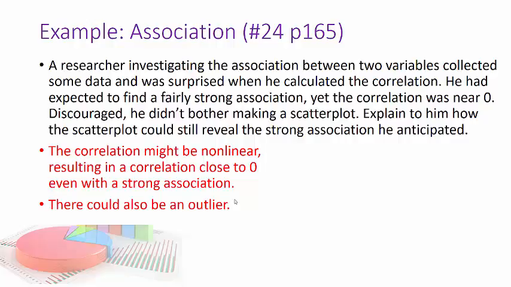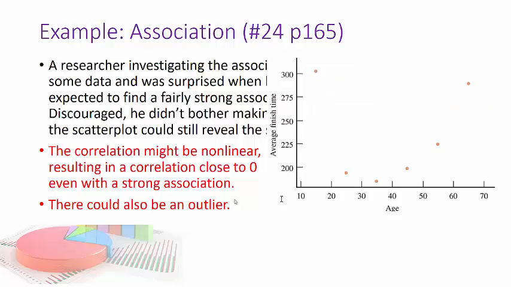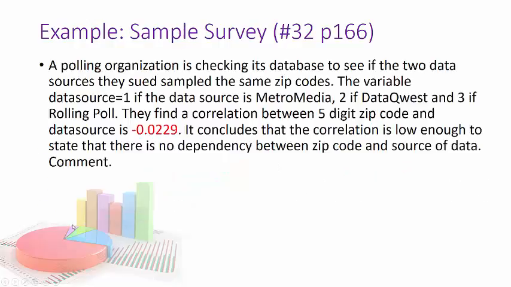All right. So in this example, we've got average finish times versus age. And you can see there does seem to be a correlation with age and finish time, but we have this one outlier, which is giving us a very low correlation. In our next example, it's problem 32 in your book.